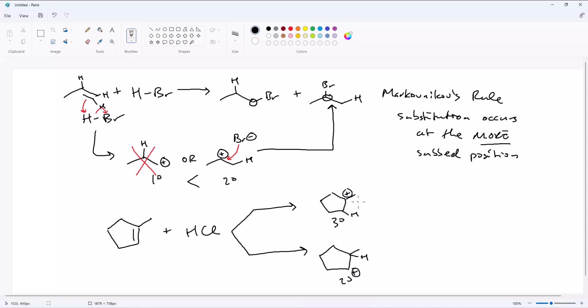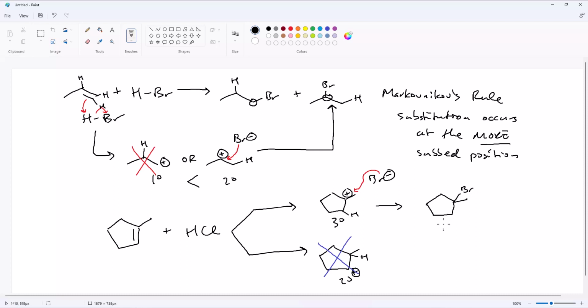And we see that because a tertiary carbocation is more stable than a secondary carbocation, we will favor the formation of the bromo substitution at the tertiary position. So we'll have bromide attack at the tertiary position. And we'll end up with the tertiary alkyl bromide. So the substitution, we would call this a Markovnikov substitution because the substitution occurred at the more substituted portion of the alkene.